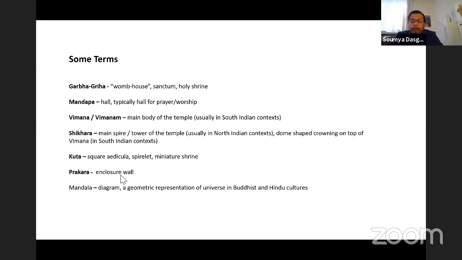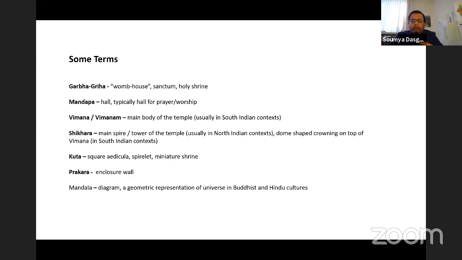Then there is the prakara, or the enclosure wall, which we will find in most larger temple complexes. Now, there is another word, mandala, which many of you might be familiar with. I just mentioned it here because mandala is different from mandapa. Mandala is basically a geometric representation of the universe in the Buddhist and Hindu cultures.